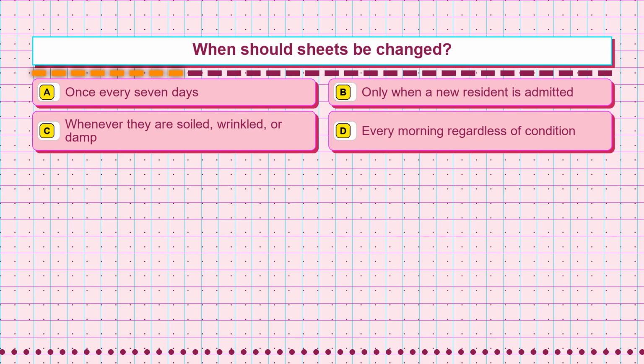Option A. Once every 7 days. Option B. Only when a new resident is admitted. Option C. Whenever they are soiled, wrinkled, or damp. Option D. Every morning regardless of condition.